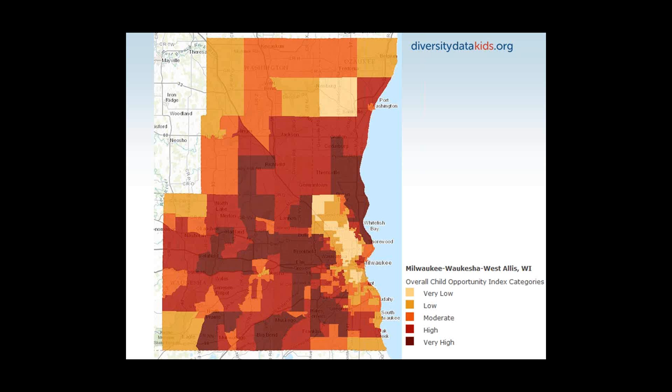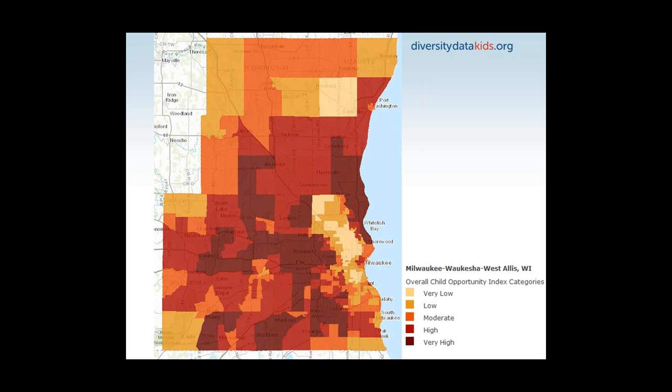Okay, so how do we interpret a child opportunity map? The colors ramp up from light yellow, which indicates very low opportunity for children, to dark maroon, which indicates very high opportunity. Maps are helpful because they allow us to see how opportunity varies across space. On the map for Milwaukee, for example, we see a cluster of very low and low opportunity neighborhoods in the southeast part of the metro area.